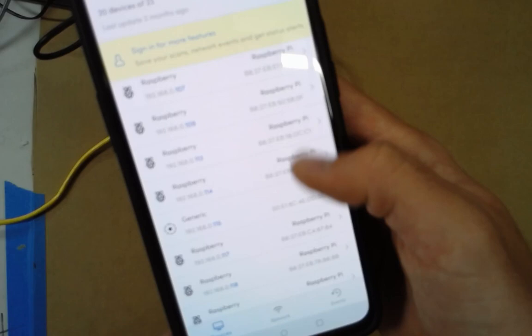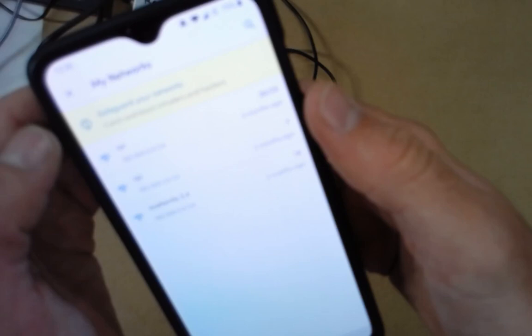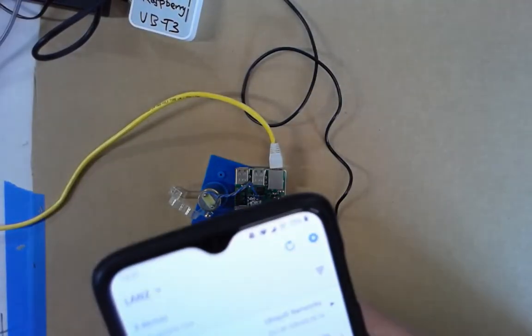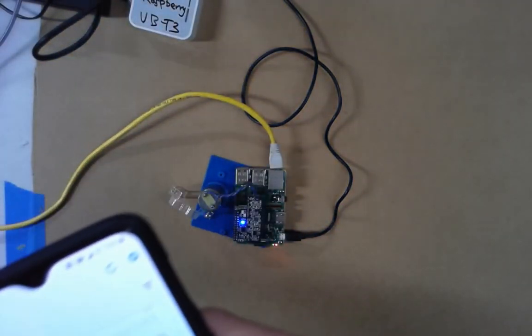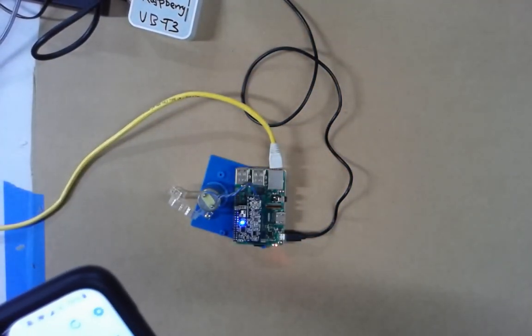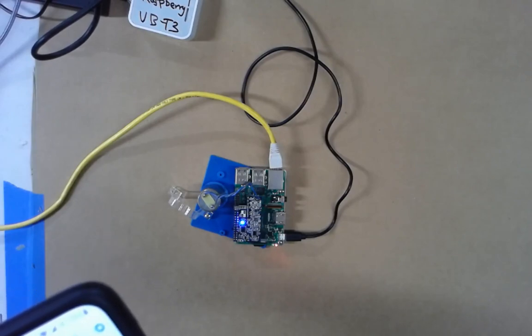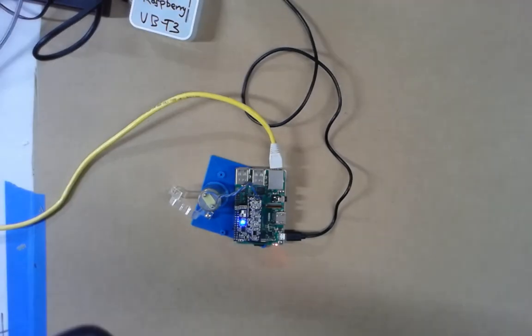Let me make sure that I'm still on the same network that you are on. I'm still on LANs. Let me make sure. Oh, maybe I'm on the wrong network. Here we go. Maybe. Still looking. I see one Raspberry Pi on the network.